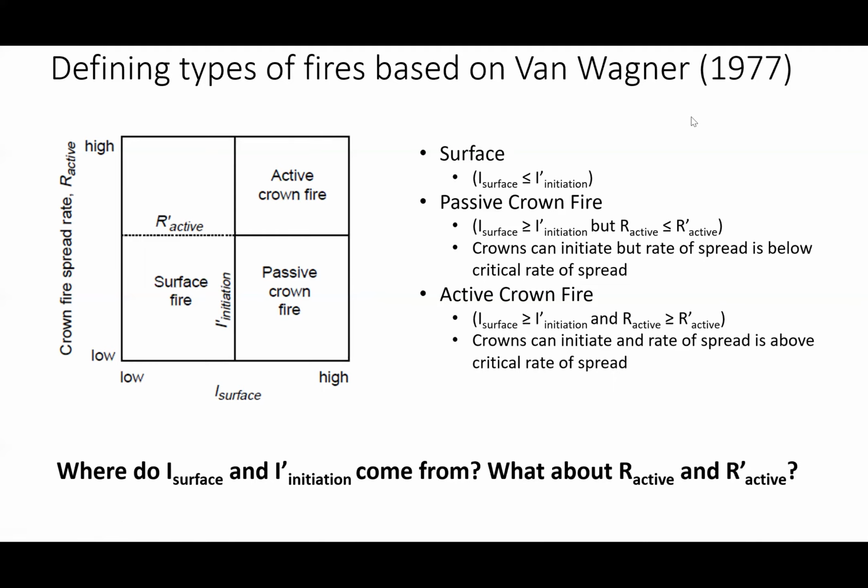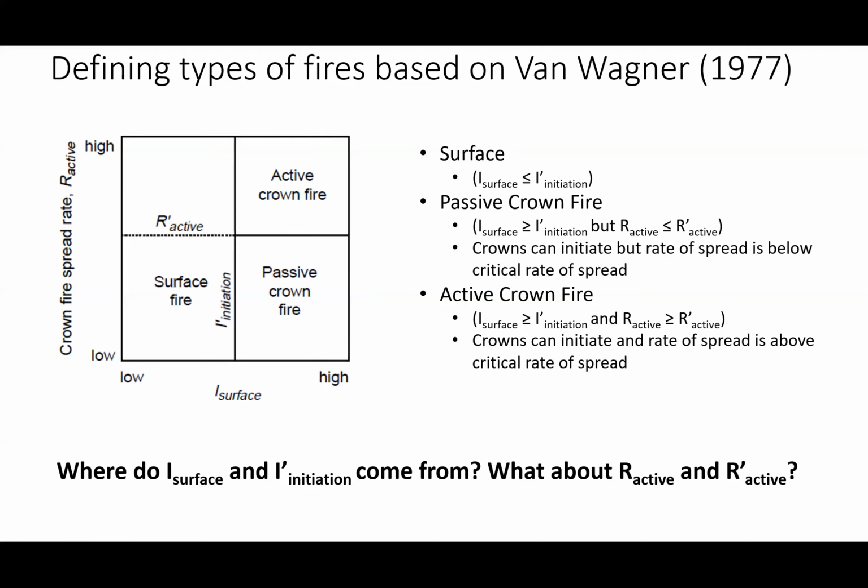Right. So how do we know if it's going to be a passive crown fire? Maybe a passive crown fire if the I surface is high, but the crown rate of spread is low. It's able to spread from the surface into the crown pretty quickly, but really not be able to continue on faster. Right. So you got that.